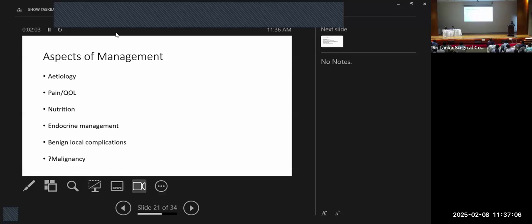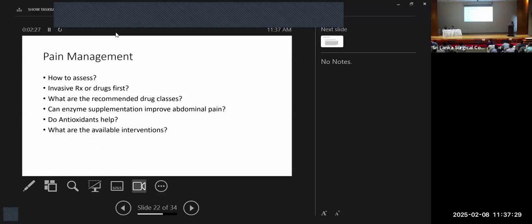Okay. So these are, in the end, the aspects of management that we need to have in mind. Right? And most of the guidelines talk about these various aspects and how to deal with them. Right? So we'll go about them one by one. With pain management, how do you assess pain? We have already talked about it. We've talked about the visual analog pain score and days missed in work and whether the pain is getting worse, things like that.